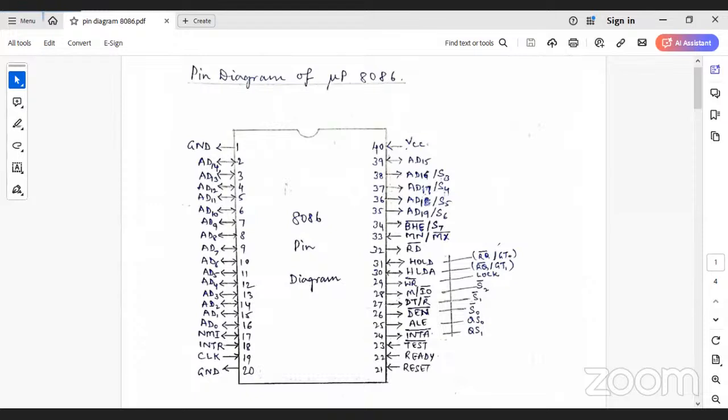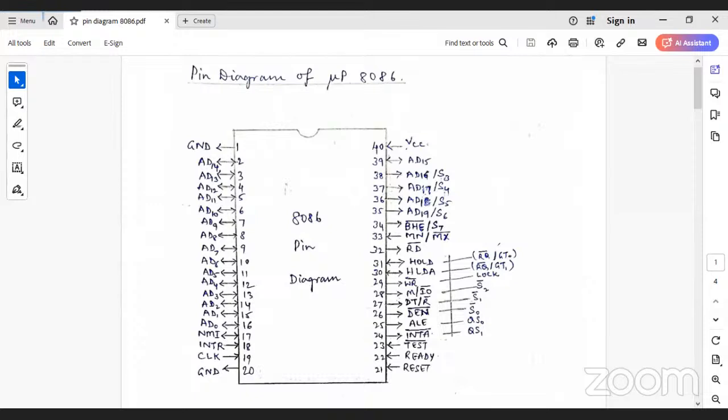Actually, if I go into the details of all these things, minimum mode, maximum mode is again having its own block diagram. So I thought for your level and the syllabus which is there, only discussing about the 40 pins will be enough for you.